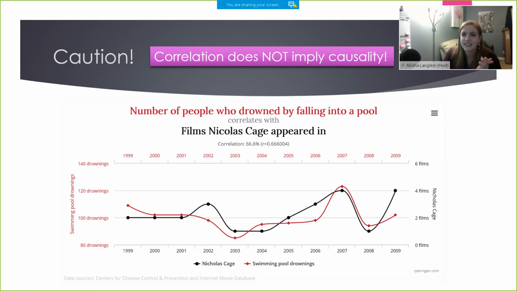Another one is there is a correlation between the number of people who drowned by falling into a pool and the films Nicolas Cage appeared in. It's a really weird correlation. These are just weird things that pop up that people are like, look at how they're correlated, but clearly they have no causality of one another, right?